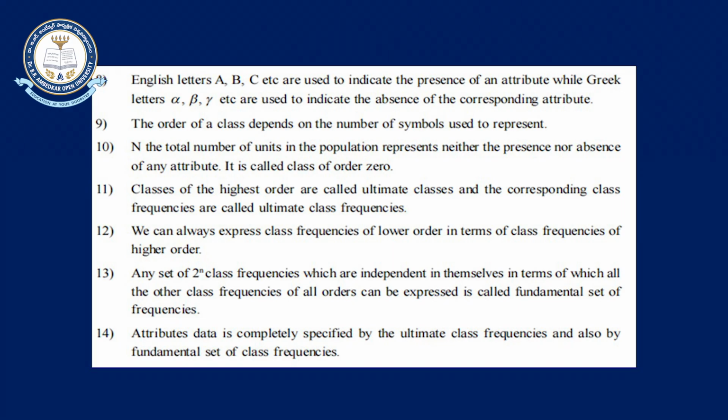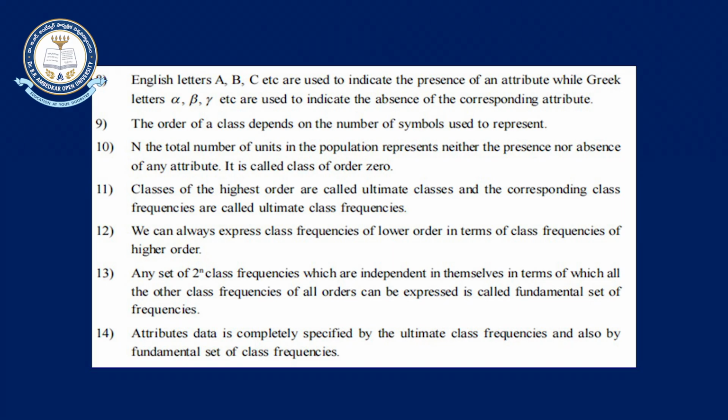N is the total number of units in the population. It represents neither presence nor absence; neither presence nor absence is also one of the attributes. A class of higher order is called an ultimate class, and the corresponding class frequencies are called ultimate class frequencies. We can always express the class frequencies of lower order in terms of the class frequencies of higher order.